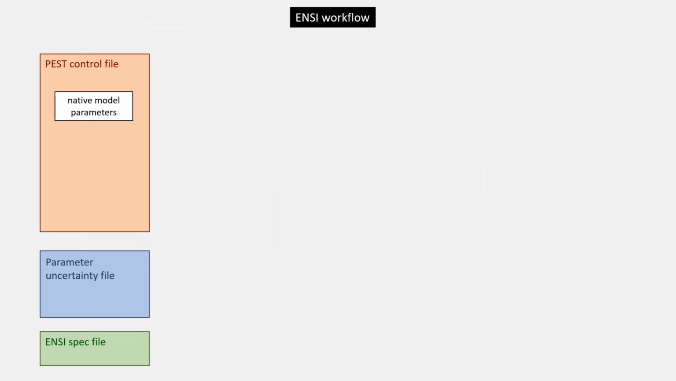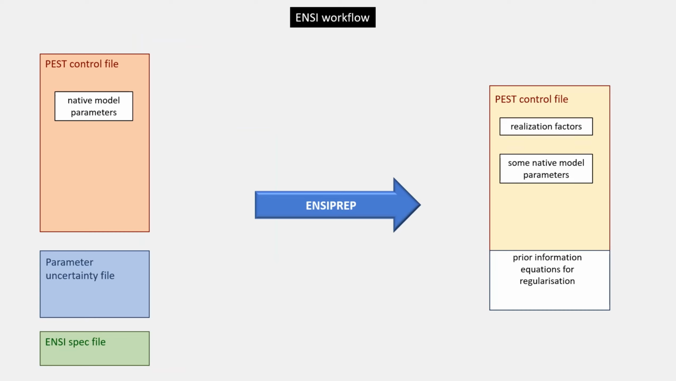Once we have these three file types, we run a little program that is supplied with the PEST HP suite called ENSI Prep. ENSI Prep builds a new pest control file from the old pest control file. This new pest control file features the new parameters with which we're working, the parameters which govern the subspace in which we are implementing the dimensional reduction as a basis for solution of the inverse problem.